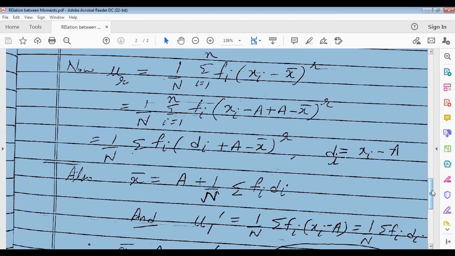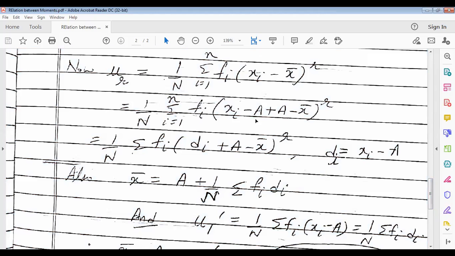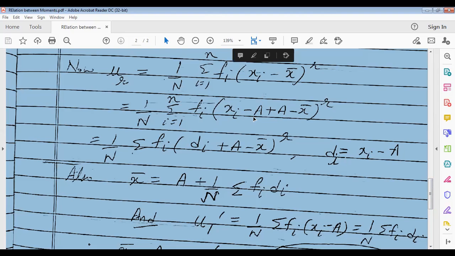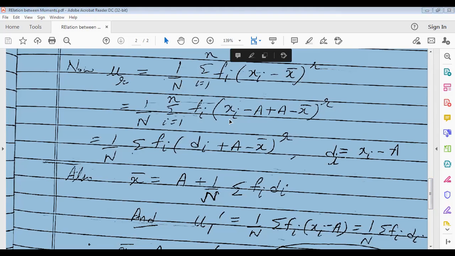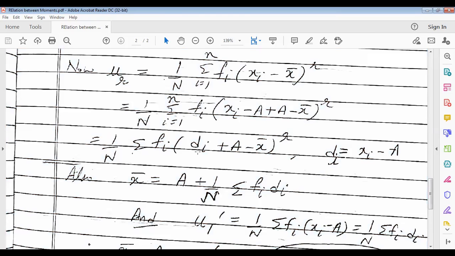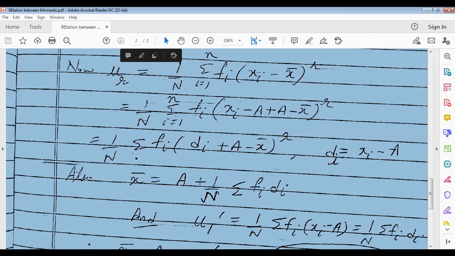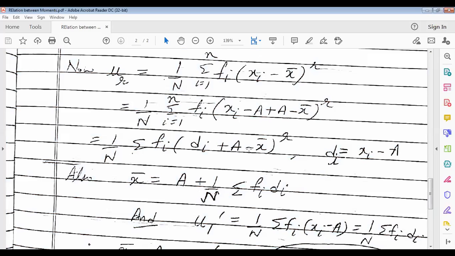तो नाउ अगर आपको याद हो, जब असुम्ड मीन वाला मेथड था, हम यही करते थे, हम हर क्वांटिटी में से असुम्ड मीन माइनस कर देते थे, सो xi minus a, और उसको हमने नाम दिया था di. Yes, ma'am. वही नेम हमने यहाँ यूज किया है, बार बार xi minus a को लिखने की बजाय हमने xi minus a की जगह di लिख दिया. सो what mu r becomes, so 1 by n summation fi di plus a minus x bar to the power r. बेटा इज इट फाइन?